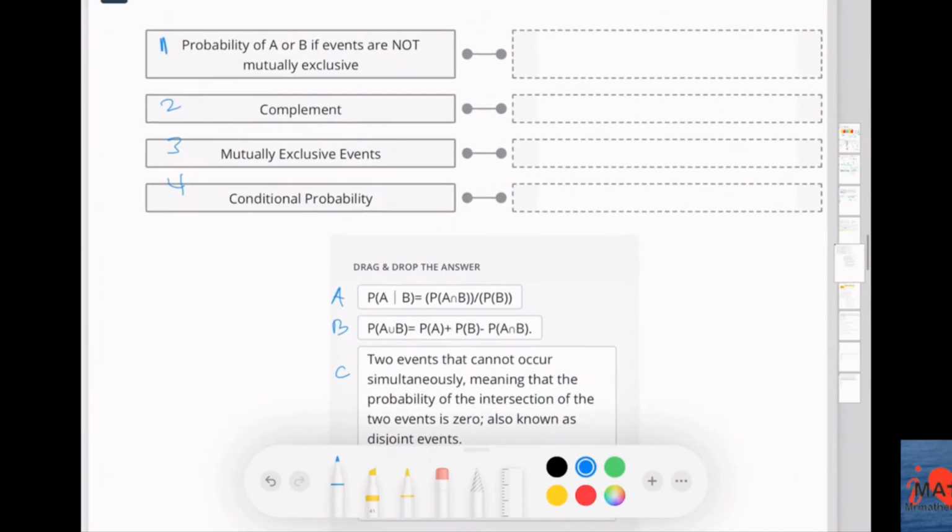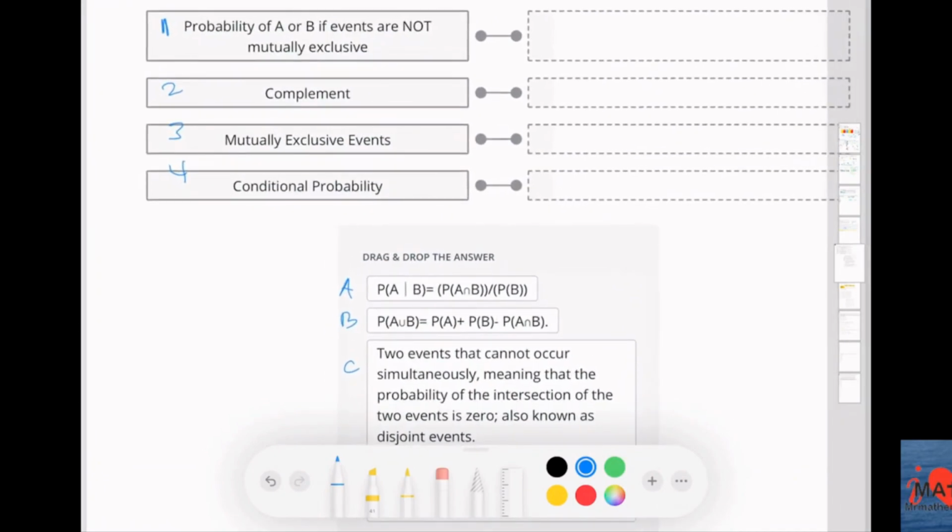Okay, which one, probability of A or B if events are not mutually exclusive. Not mutually exclusive. This is kind of like the boys, blonde, and then subtracting those that are both boy and blonde. That would actually be B. This formula down here.